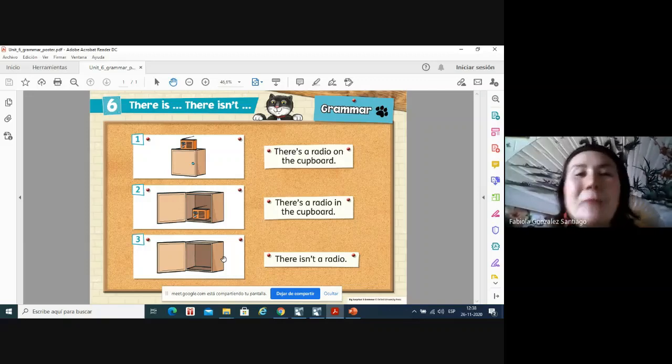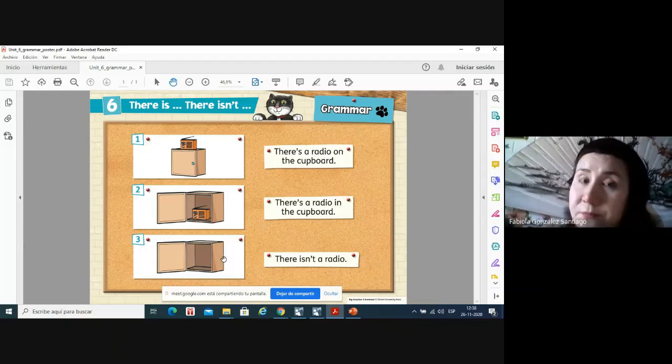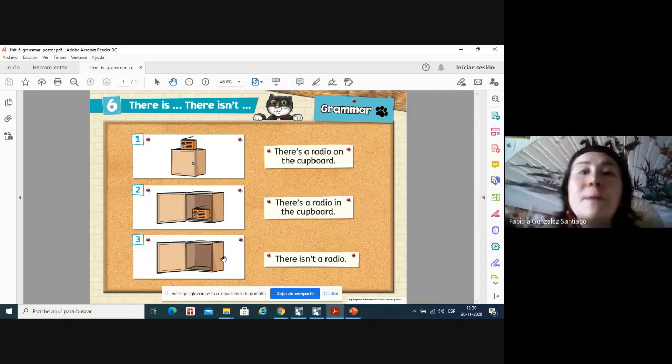Okay, children. So, remember to practice with the activities from the book, okay? With the exercises, con los ejercicios del libro, with the exercises from the book, remember to practice a lot, okay?